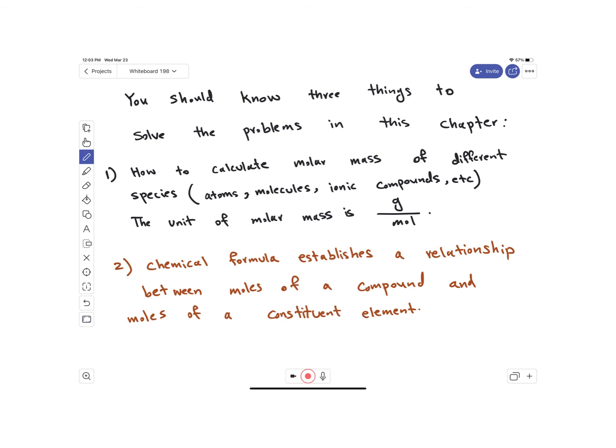The second thing is that you can relate moles of a compound and moles of its constituent elements by the chemical formula. You simply look at the chemical formula and see how many atoms of each constituent element you have, and that establishes a relationship between mole and mole.